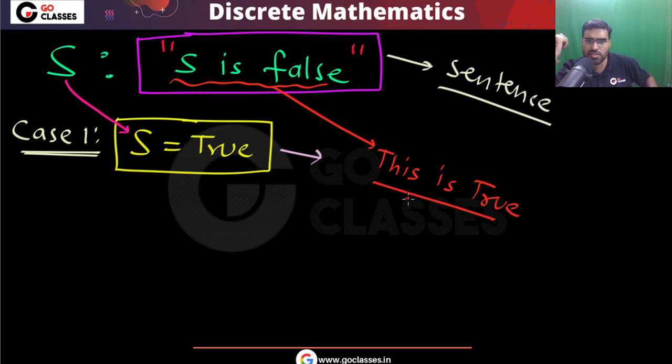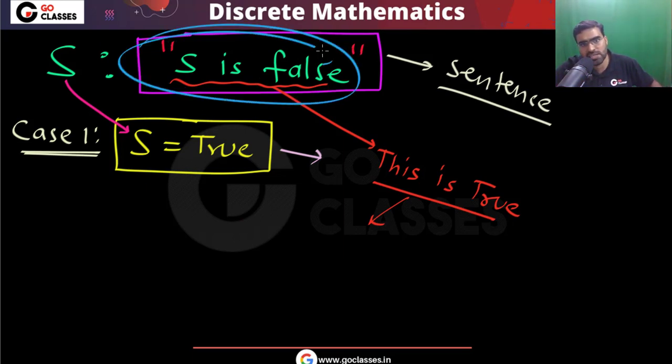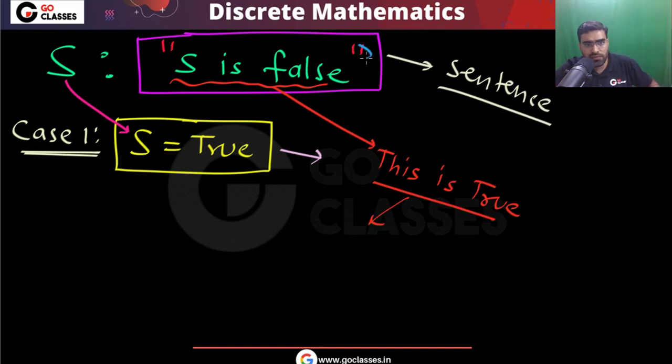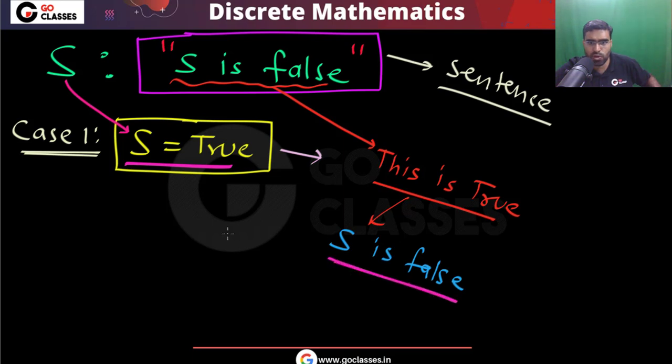And this is true. What does that mean? That means S is false, because this is saying that S is false. So if this box is true, then this box is saying that S is false. So then S is false. Now you can see what is happening. If I say S is true, then S is false.